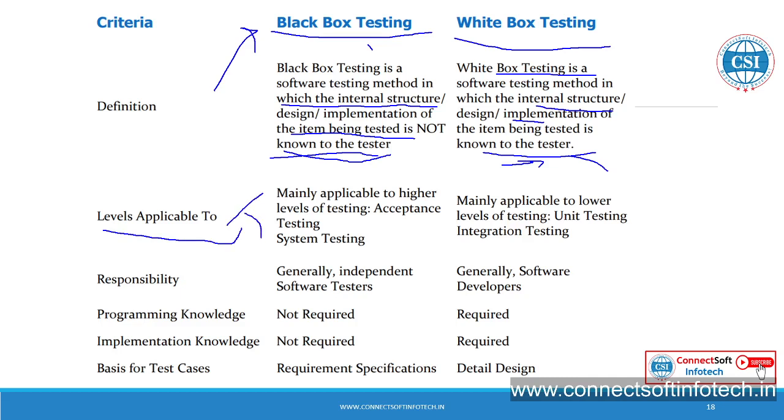Generally, black box testing is mainly applicable to the higher levels of testing, that is acceptance testing, where users are entering the data. That is user acceptance testing: the user enters the data and tests the application. System testing is also an applicable level. And white box testing is mainly applicable to the lower levels of testing, that is unit testing and integration testing.